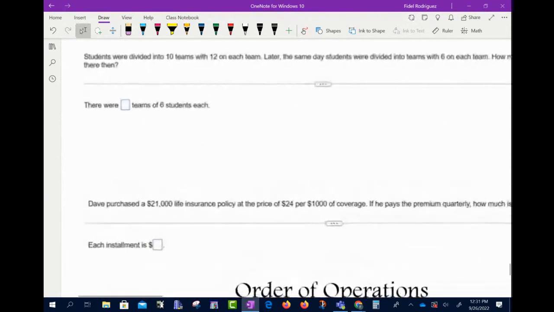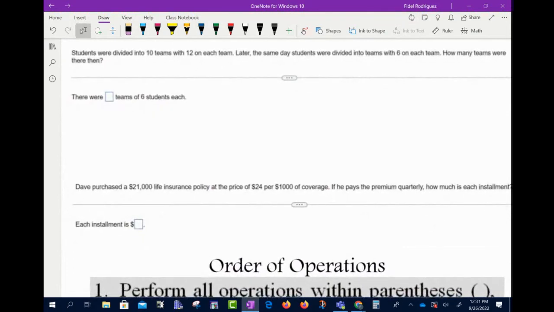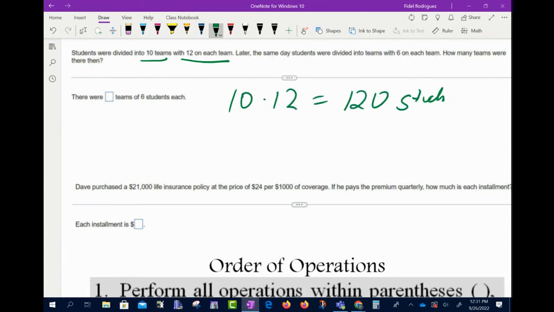Let's take a look at the next part. It says students were divided into 10 teams with 12 on each team. Later, the same day, students were divided into teams of 6 on each team. How many teams were there then? First, if we had 10 teams with 12 on each team, we could find the number of students by multiplying those out, and that would tell me there are 120 students. Now, we're going to divide those 120 students with 6 on each team.